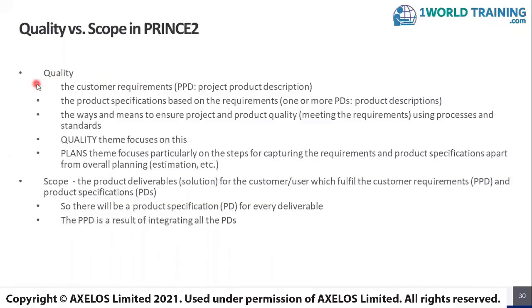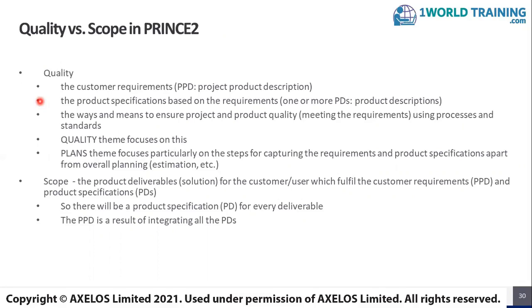We spend a little more time on the difference between the quality and scope. And also there is a close connection between the quality theme, the plans theme. Quality means the customer's requirements. These are captured in something known as a project product description. For convenience, we have labeled this as PPD acronym. The quality is also the product specifications based on the requirements. Requirements translate into product descriptions. And these product descriptions have detailed specifications. So whenever we discuss or mention requirements and specifications, it means quality aspects.